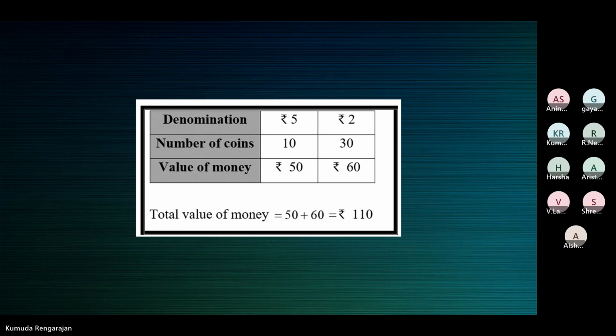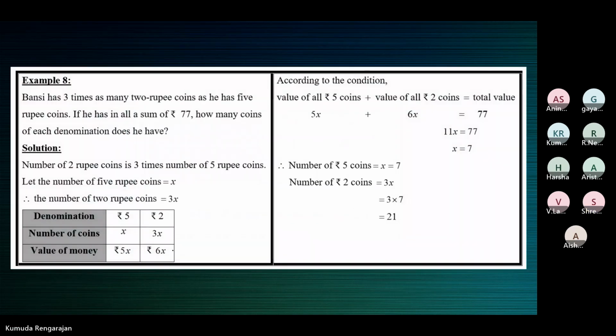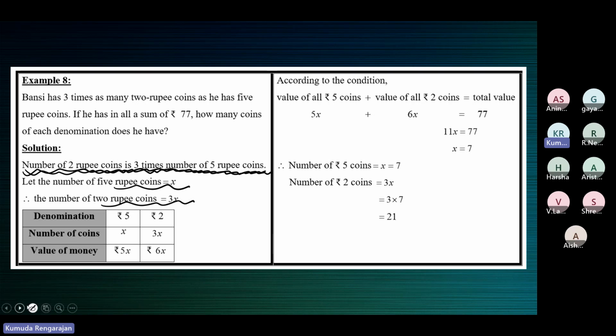Yes, ma'am. So see here. It's given that the number of 2 rupee coins is 3 times the number of 5 rupee coins. That's the meaning. So let the number of 5 rupee coins be x. So 2 rupee coins will be 3x, because 3 times, so 3x. And see the table here. You can understand this table.